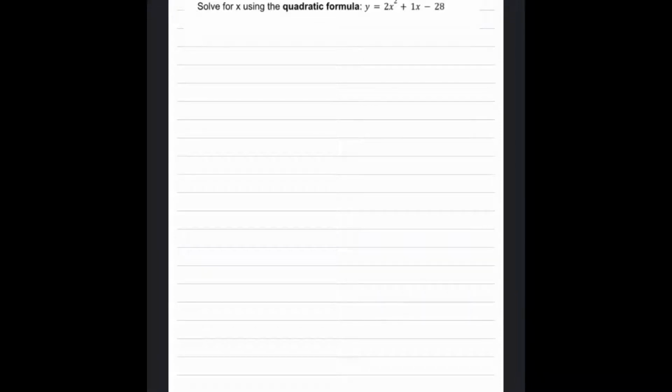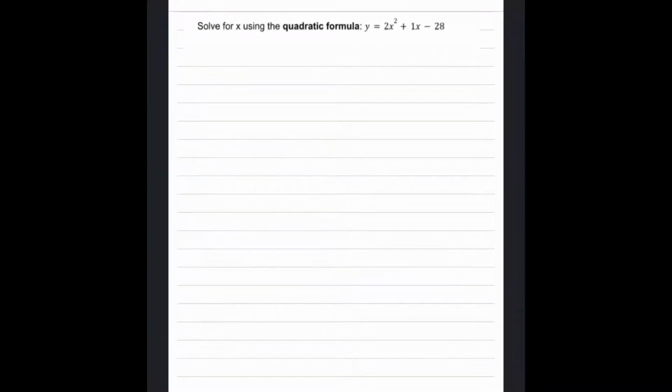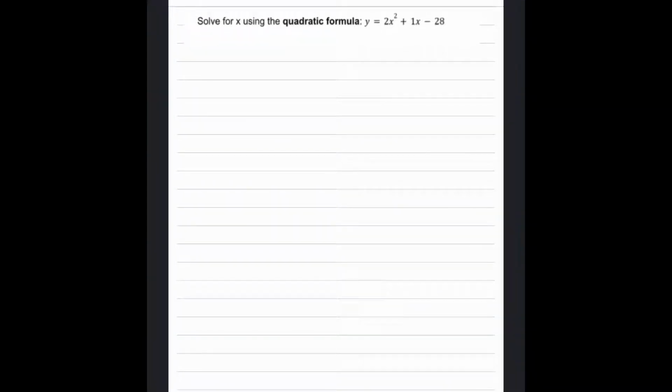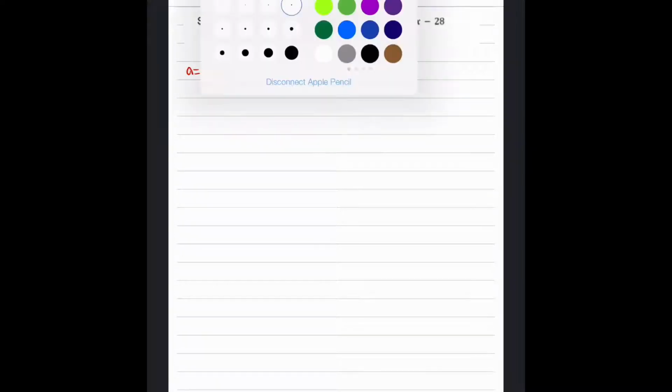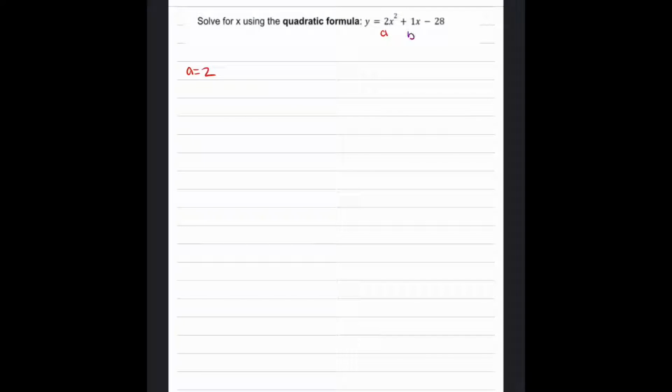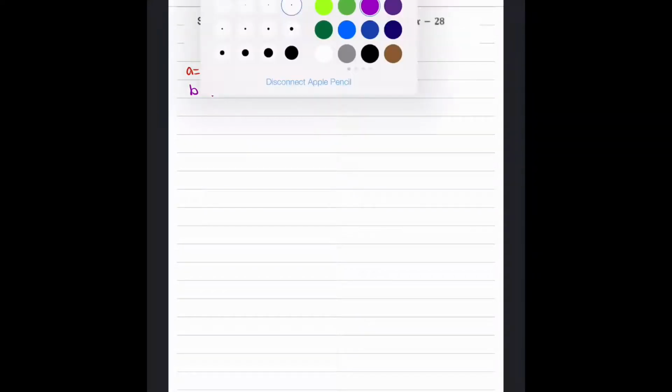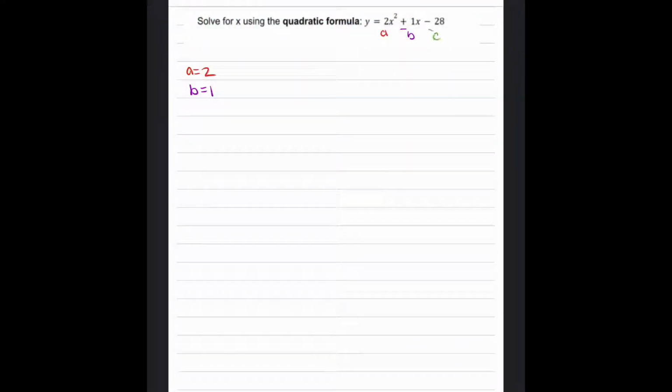Hi everyone, so we're going to go over solving this equation for x using the quadratic formula. Again, remember that to solve with the quadratic formula we need to label a, b, and c. So this is going to be my a, so off to the side I'm going to write a equals 2. B is the middle term, or the term in front of my x. In this case it's positive 1 because of this plus sign, so b equals 1. And then c is that last term there. C is going to be negative 28, so I'm going to say c equals negative 28.